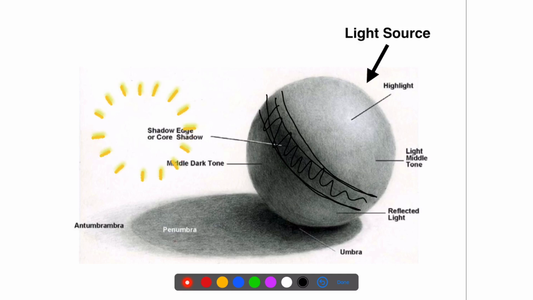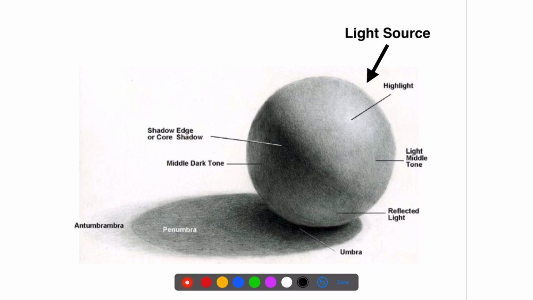The biggest mistake beginning artists make is they don't make the core shadow dark enough. So they tend to make their forms look flat because they're not using a full range of values. So notice here how dark this core shadow is in this section. That really dark black area is going to make that sphere look more three-dimensional.